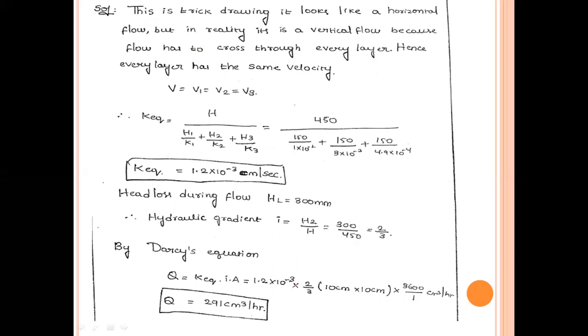By Darcy's equation, Q equals K into i into A. The K value is 1.2 × 10⁻³, into the i value 2 by 3, into 100 × 10 centimeters as the A value, into 3600 for centimeters per hour. Then finally Q equals 291 cm cubed per hour.